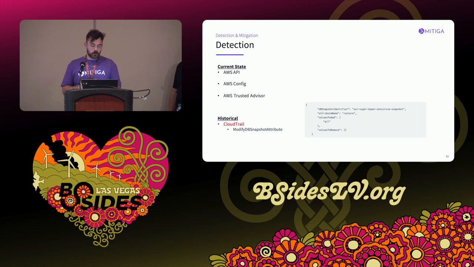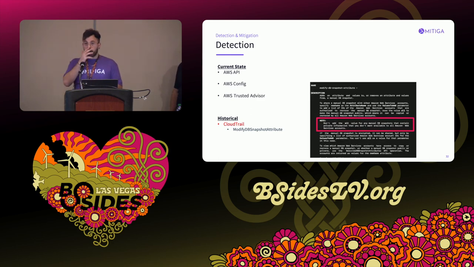To do so, you need to search for this event, as I said. The attribute name would be restore, and under values to add, you will see all. In the AWS documentation, they specifically mention not to use the all statement under this restore because it exposes your RDS snapshot to everyone. And this is a mistake that actually happens a lot, as we saw.